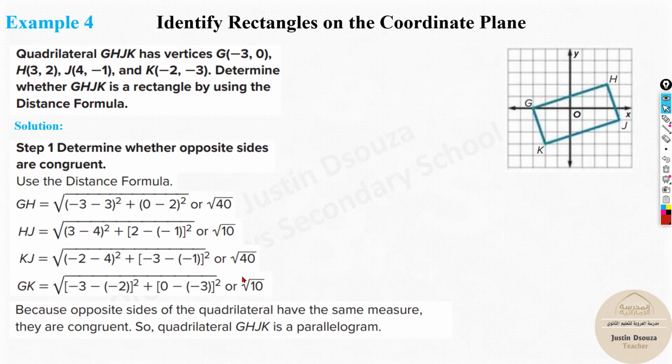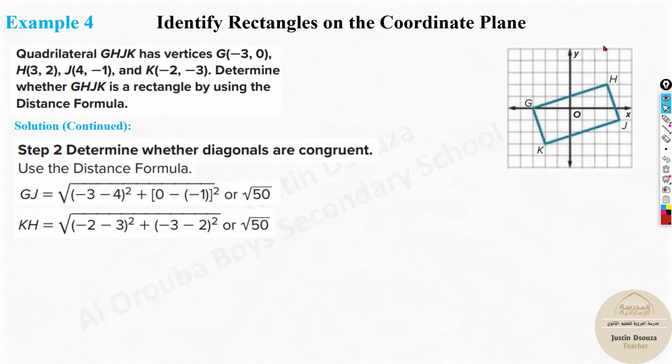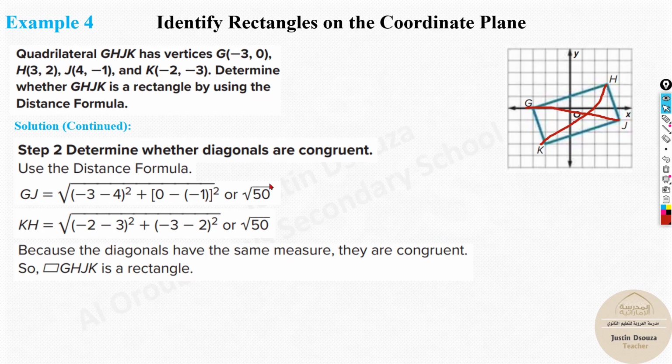Now we found this is a parallelogram. Now what you do is determine the diagonals. So this is the diagonal GJ, G and J. Solve it. Same thing with KH. Solve it. This and this. Now the lengths are over. These are the diagonals, and now all you need to do is find them. You get the same answer, root 50, root 50. Yes, this is a rectangle.